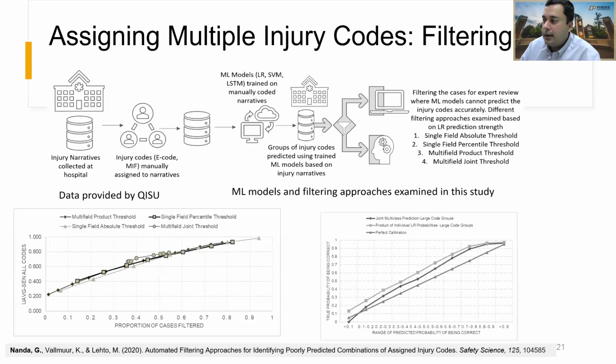And then we again used different filtering approaches that would filter the cases if any of these three predicted codes were not predicted correctly, because for correct analysis or correct prevention mechanisms, we need to first have the injury analysis done correctly. So here also we looked at different filtering approaches, and we evaluated which filtering approach worked better.